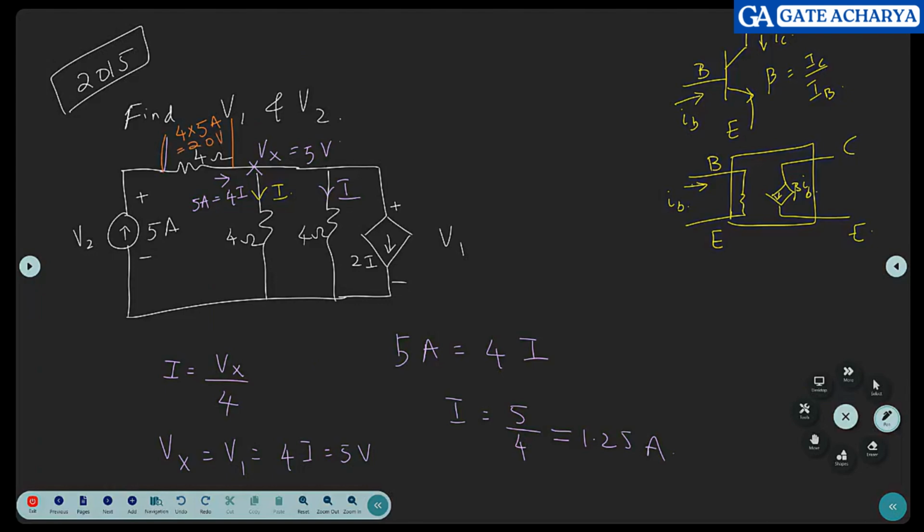4 into 5, 20 volts. So what is the voltage from here to here? From here to here, 20 plus 5. So V2 will be 20 volts plus 5 volts. 25. Again, few minutes stop. If you have some doubt, I shall explain again.